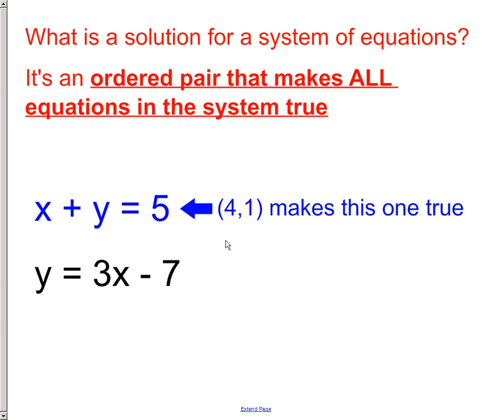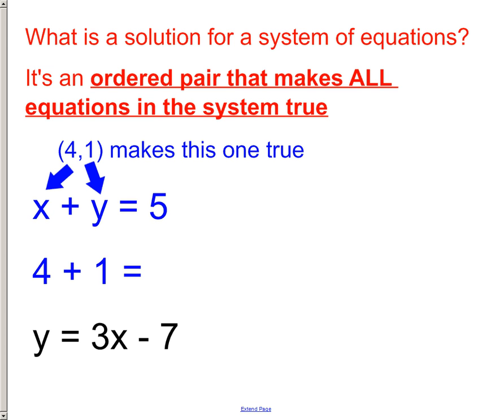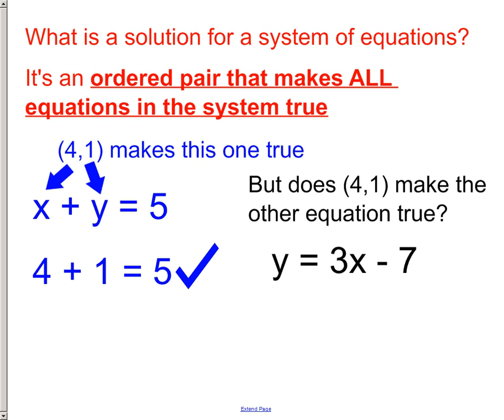Now, I know right away that (4, 1) makes x plus y equals 5 true. I know that it makes that equation true. Why? Because if you take the ordered pair and plug the x and the y into that equation, you see very quickly that 4 plus 1 equals 5. So that makes it true. But if this is a system of equations and we're looking for a solution to the system, then basically we've got to see if that (4, 1) makes the other equation true.